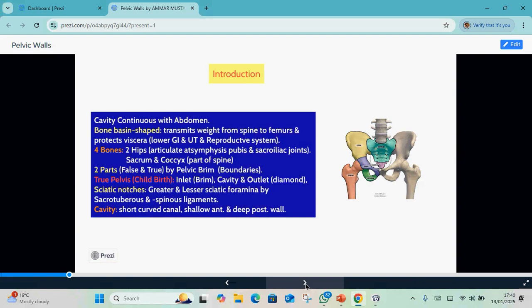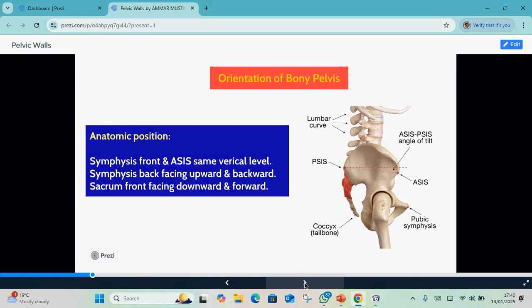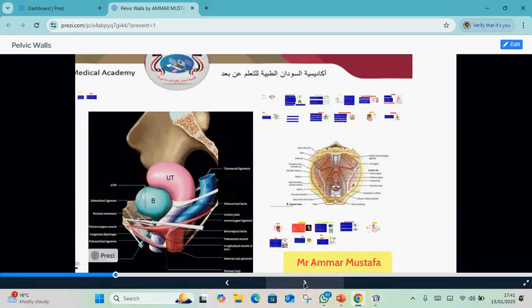introduction about the pelvic bones, and we said there are two hip bones, sacrum and coccyx, and we said there are two parts of the pelvic cavity, true and false, and they are divided by what we call the pelvic inlet, which is the pelvic brim. And then we started speaking about the orientation of the pelvic bone, and we said the symphysis pubis should be in line with the anterior superior iliac spine.